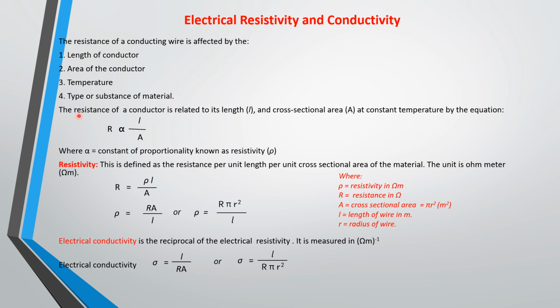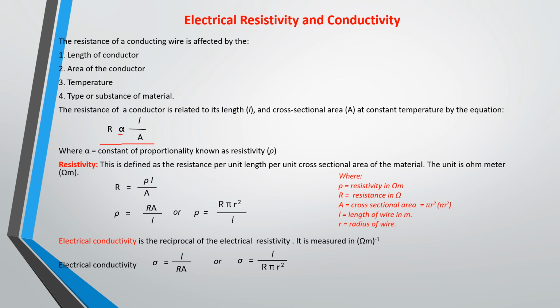The resistance of a conductor is related to the length and to the area at constant temperature by this equation. If you look at this equation, you find out that the resistance is directly proportional to the length, but inversely proportional to the area. Now, this constant of proportionality is what is called the resistivity.